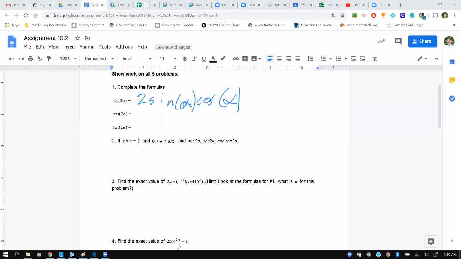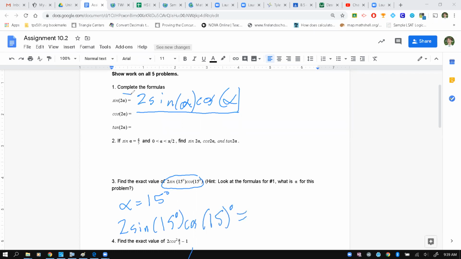And then if you look at number 3, notice that that has that same form, right? Mm-hmm. Where alpha would be 15 degrees. So I could say then 2 sine of 15 degrees times the cosine of 15 degrees would be the same thing as the sine of 2 times 15 degrees, which would be the sine of 30 degrees. And then you can say that that's, using your unit circle, a half.